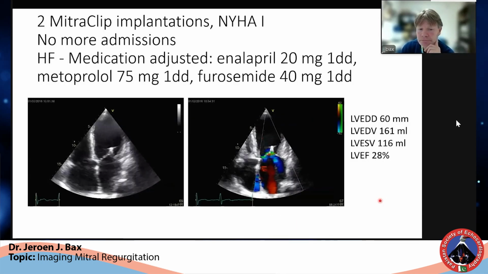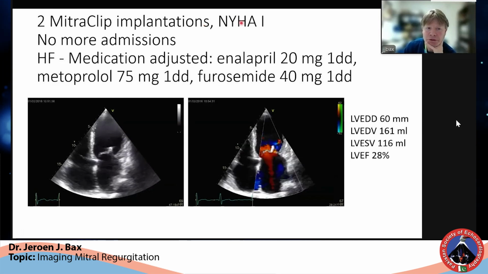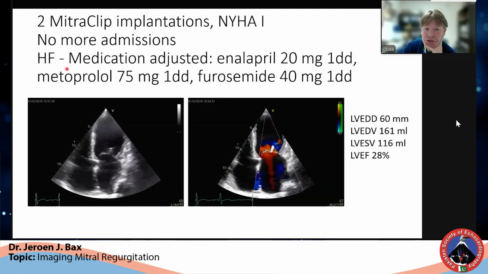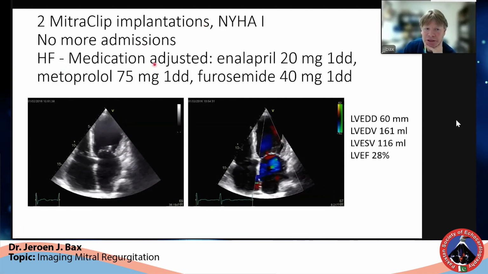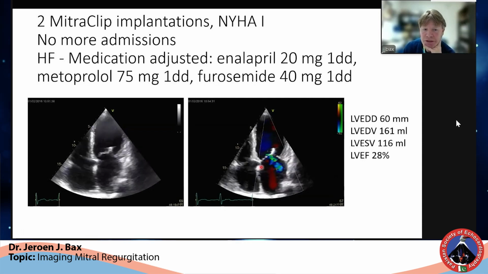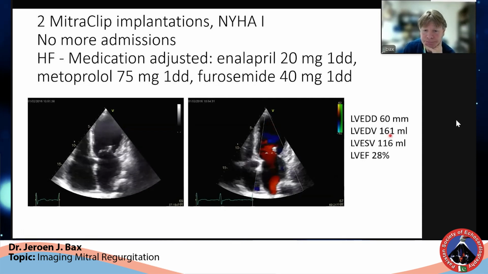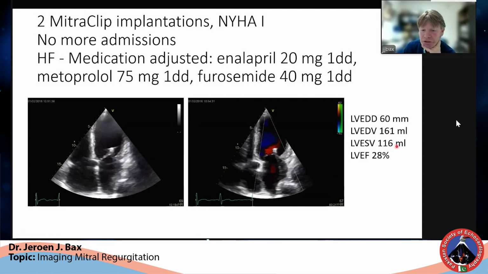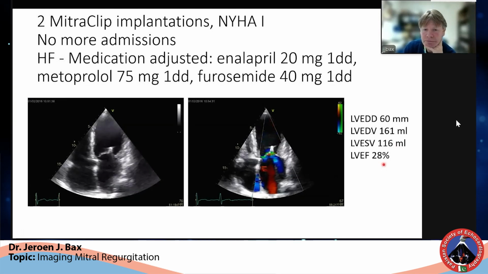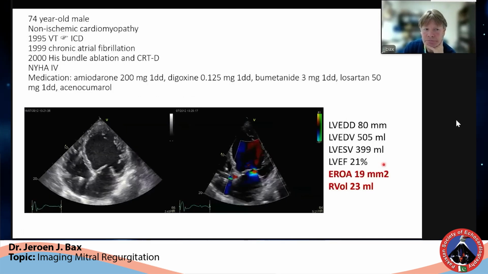We did 2 mitral clip implantations. Patient in New York Class 1, no more admissions, heart failure medication downgraded, and you see here the result. LV EDD 60, LV EDV 161, ESV 116, ejection fraction 28. This is a really bad case.